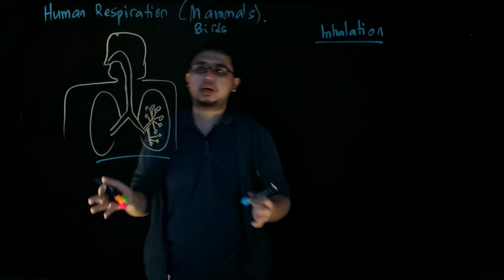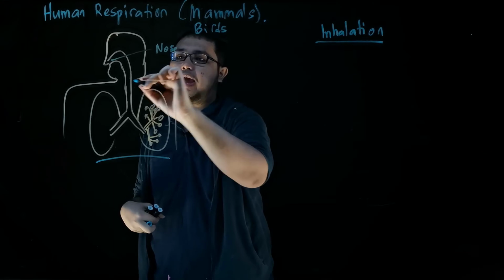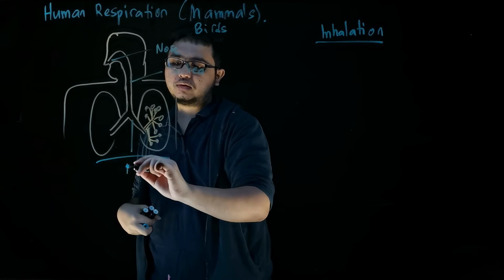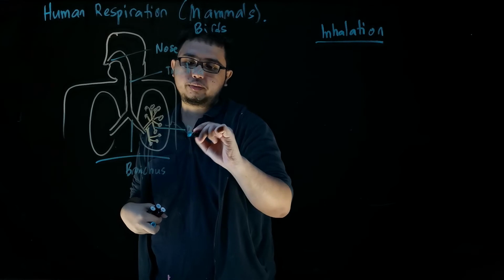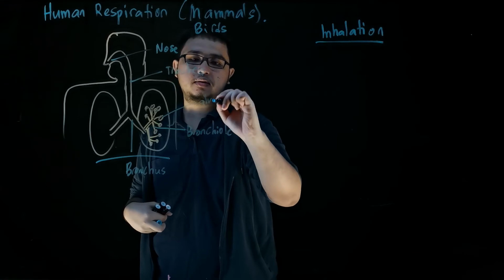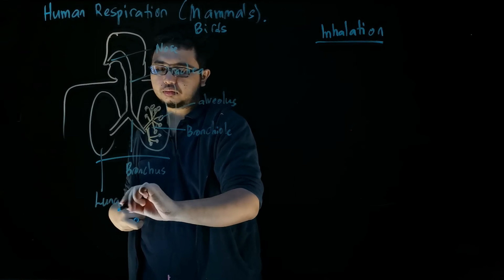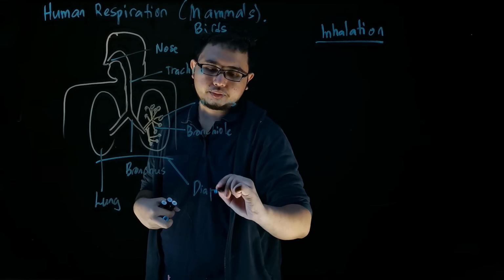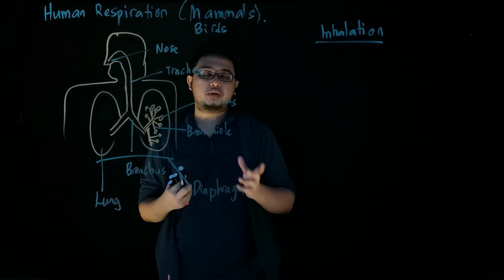So this is a typical human structure. We have our nostril, we have the trachea, we have the bronchus, and then we have the bronchiole. And at each end of the bronchiole, we have our alveolus. And all of this is contained inside the lung. Underneath here, we have our diaphragm. These are the typical structures of your respiratory system.